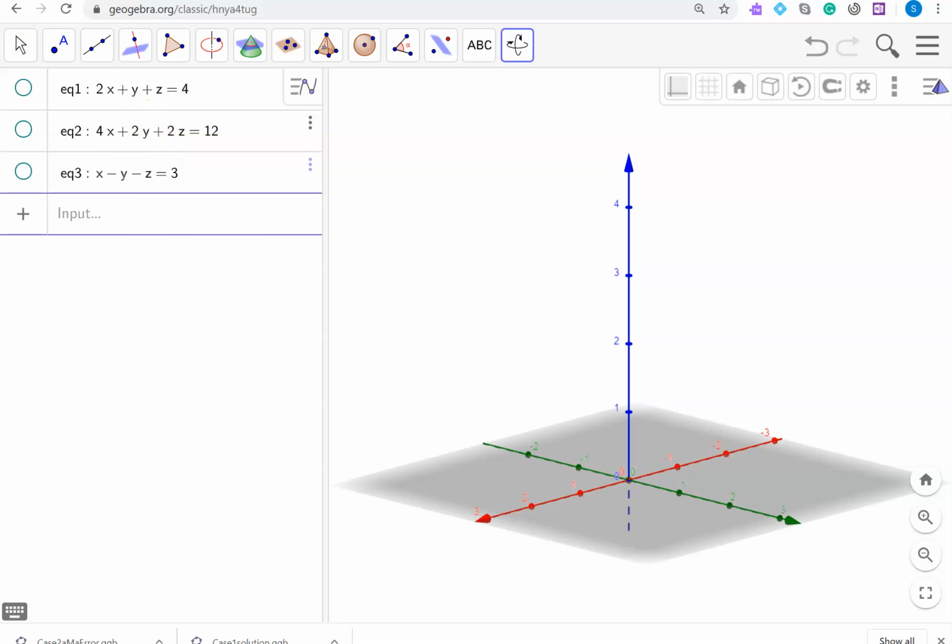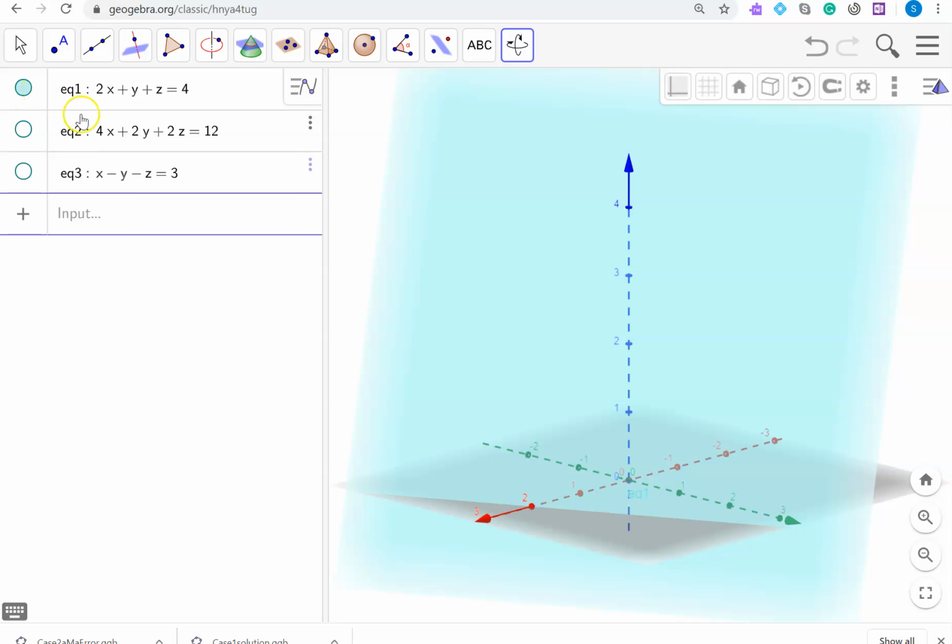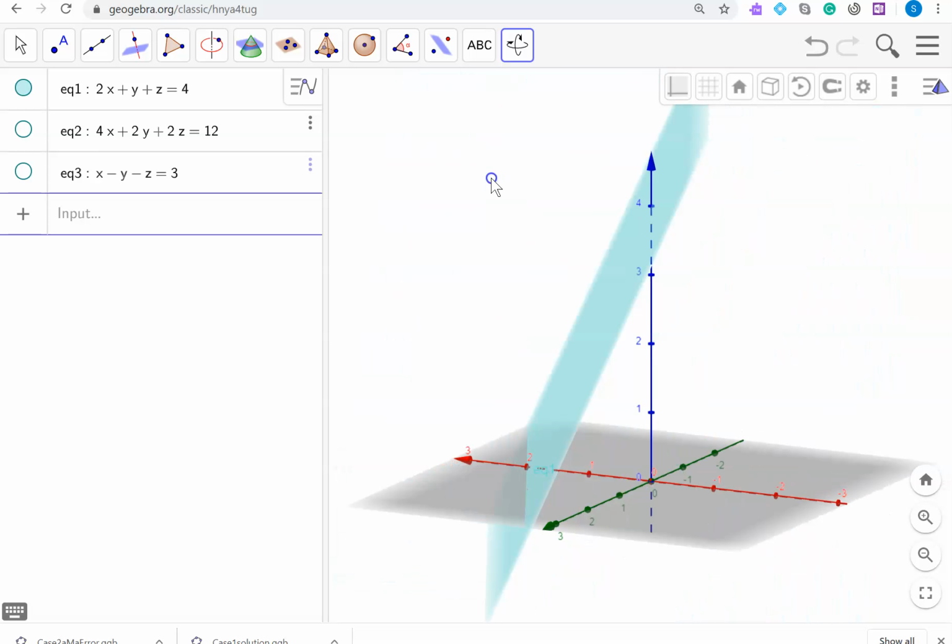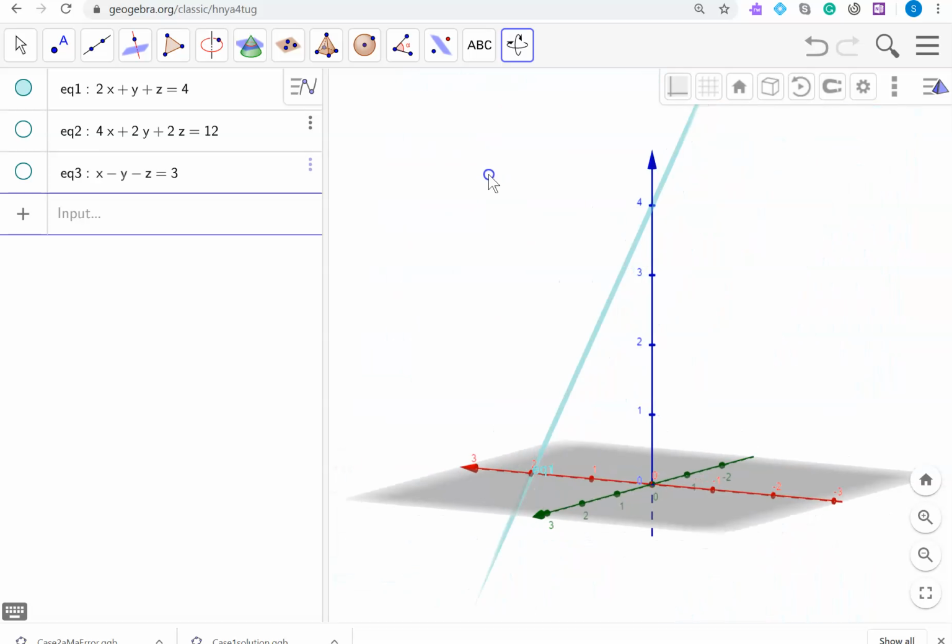Right, so I'm back again. Hopefully you've drawn those three equations now, so let's go and plot them. Let me open them up. So there's the first plane, 2x plus y plus z equals 4. You can see it looks something like that.